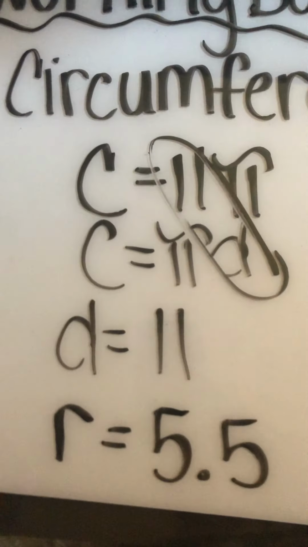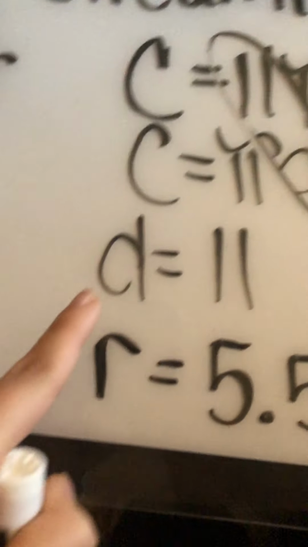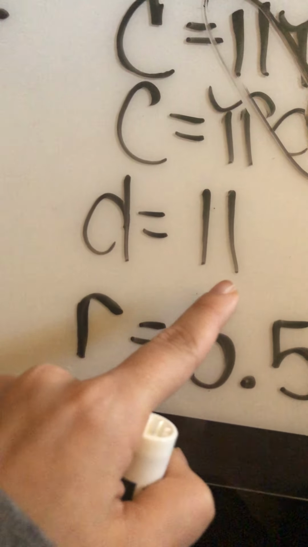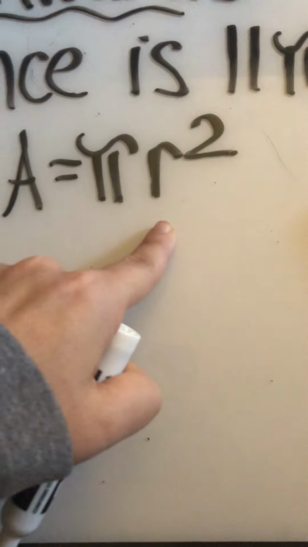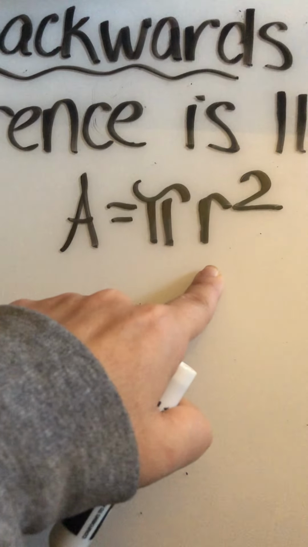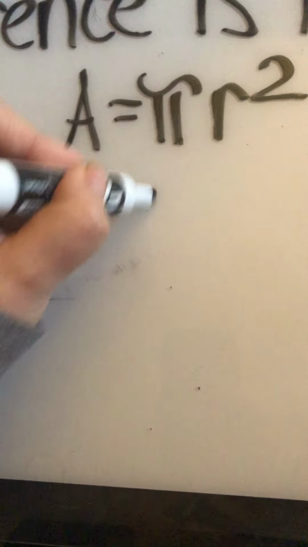So by being given that the circumference is equal to 11 pi, we were able to find out the diameter is 11, to then find out that the radius is 5.5, and then we can plug that in for r to now find our area in terms of pi. So I'm going to write area equals pi times 5.5 squared.